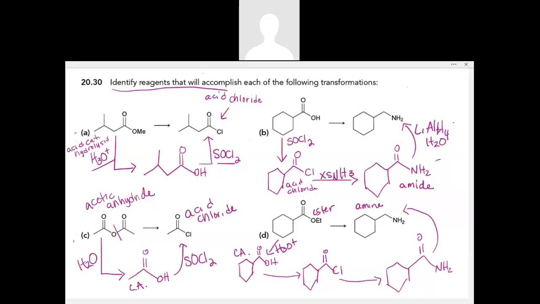Next, we'll treat our carboxylic acid with thionyl chloride to generate this acid chloride intermediate down here. Then in our third step, we'll treat this with excess ammonia. And we'll see that substitution reaction to generate our amide, our last intermediate here. And then if we use the same reducing agents seen above, the lithium aluminum hydride and water, we can get our final product of the amine.